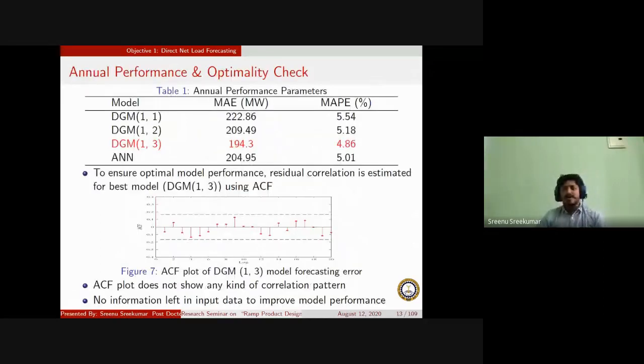And table 1 shows the annual performance of different models, and we can observe that the proposed DGM13 model outperforms the other models, and also ANN is better than DGM11 and DGM12.